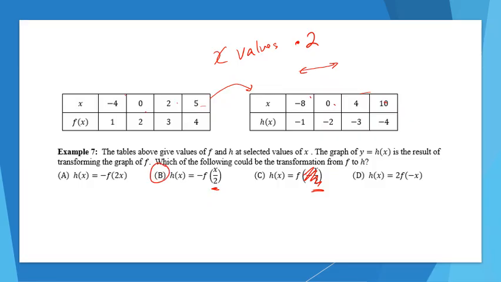correct answer. And if we look, we have 1, 2, 3, and 4, and now our y values are changing from 1, 2, 3, and 4 to -1, -2, -3, -4. So because our y values are turning negative, B is also our correct answer here.